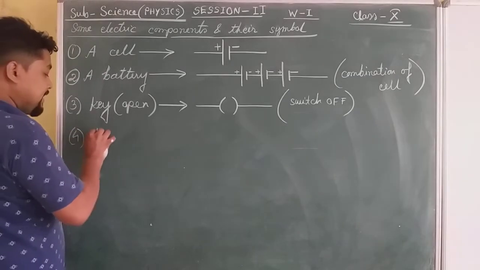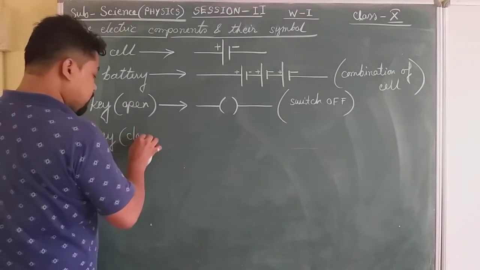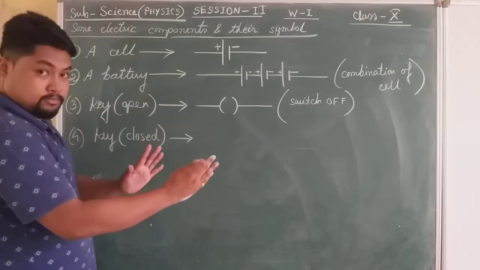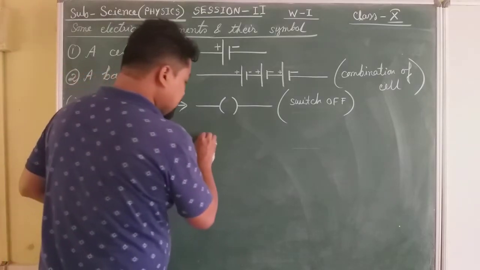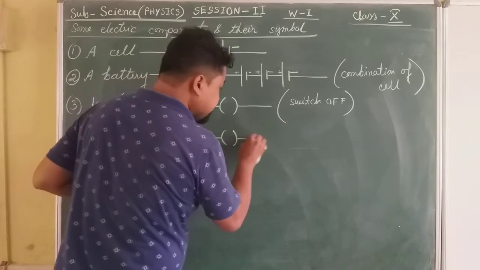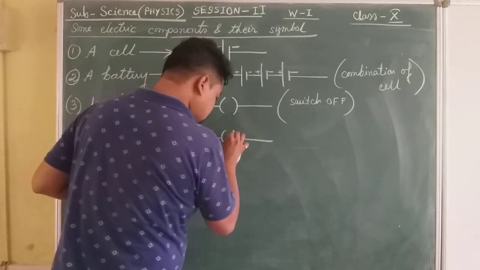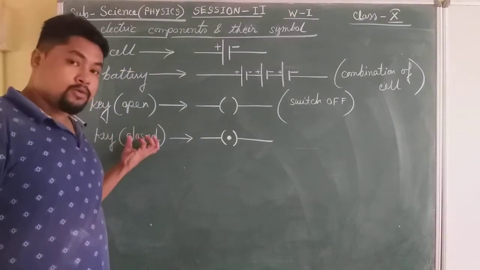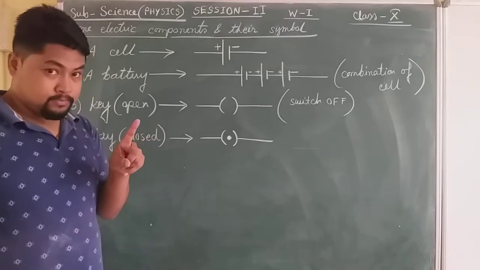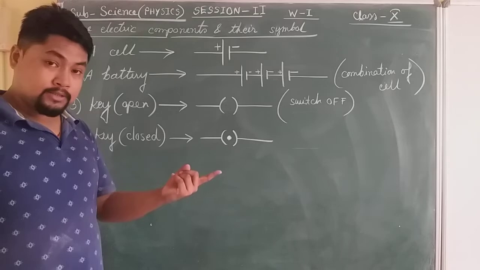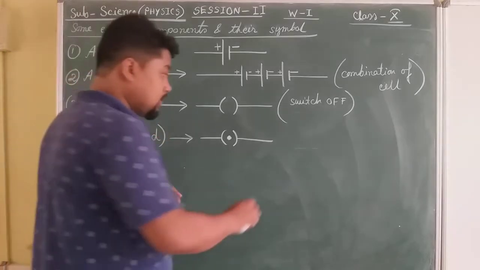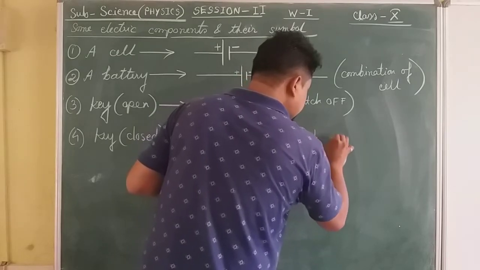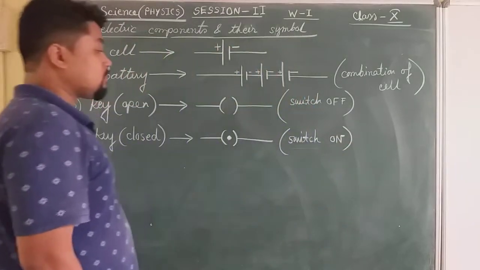Number 4, key closed. Key closed means switch on. The symbol of closed key is like this, a dot in between the gap. Okay. Key closed means switch on. If we switch on, then current flows through the circuit. Right. Switch on.